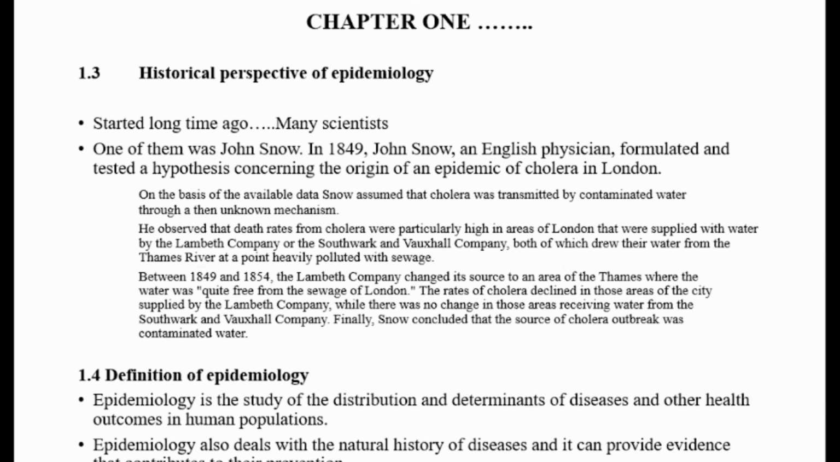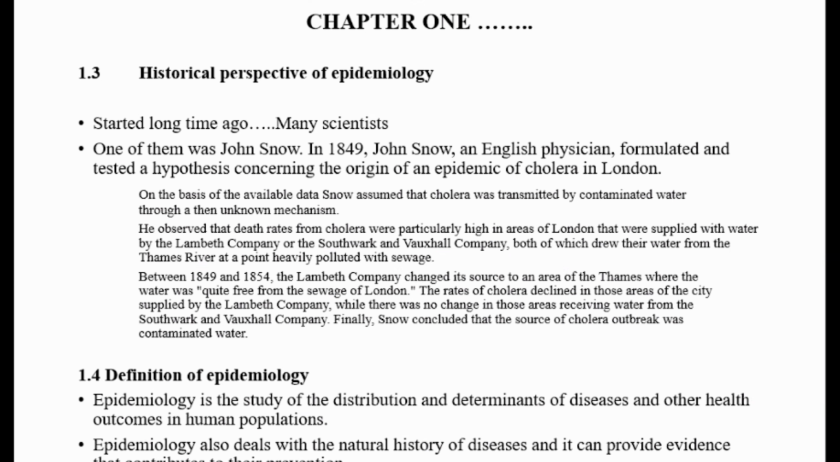It started a long time ago, and many scientists were working on issues related to food and health. One of them was John Snow. In 1849, John Snow formulated and tested a hypothesis concerning the origin of an epidemic of cholera in London. On the basis of the available data, Snow assumed that cholera was transmitted by contaminated water through a then unknown mechanism. So Snow put forward the hypothesis that cholera is being transmitted by contaminated water.